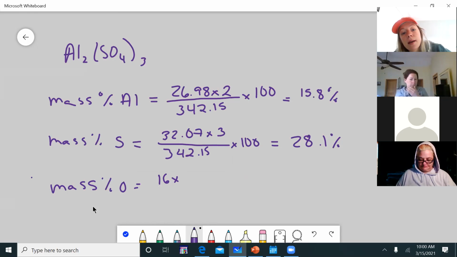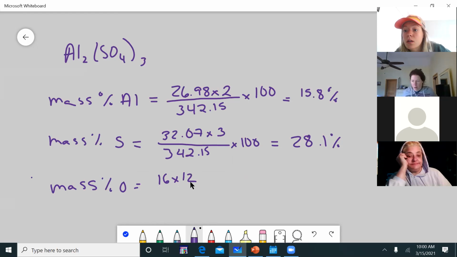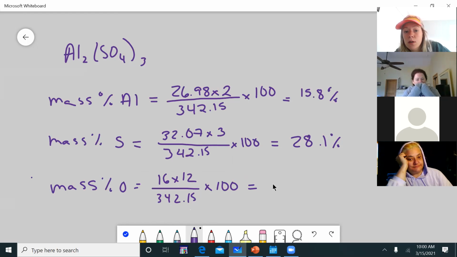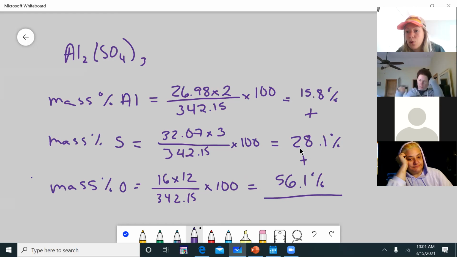All right, so the molar mass of oxygen is 16, but again, we need to determine how many oxygens are actually in there. So there's a total of 12 oxygens, 4 times the 3. Right, we multiply our subscripts for a total of 12, and we still divide it by the same thing, 342.15 times 100. So the majority of it is actually oxygen. I get 56.1%.